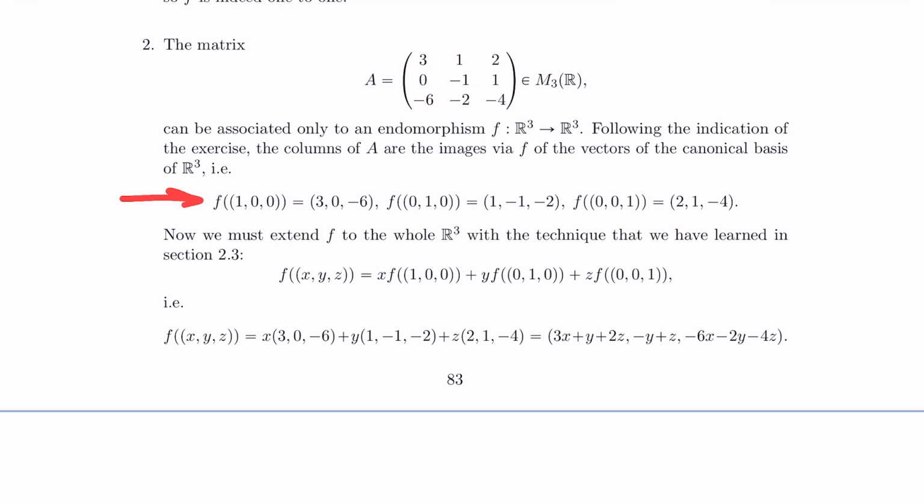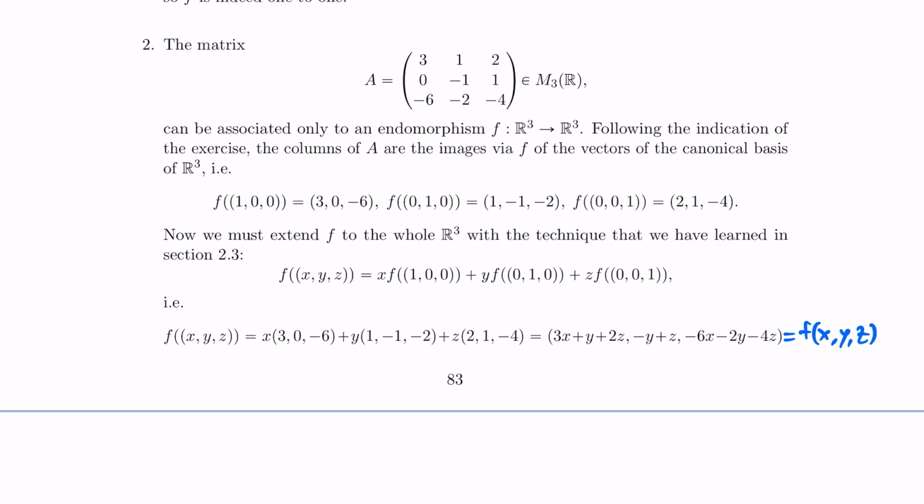This means that we know how F acts on the vectors of a basis, and we know that this information allows us to extend F to the whole R3. To do that, we apply the practical method that we have seen in section 2.3. And we find that F applied to the generic vector of R3 has this expression here. If you replace these vectors with the columns of A, you find that F of x, y, and z is given by this vector here. So this is the endomorphism associated to A with respect to the canonical basis of R3.